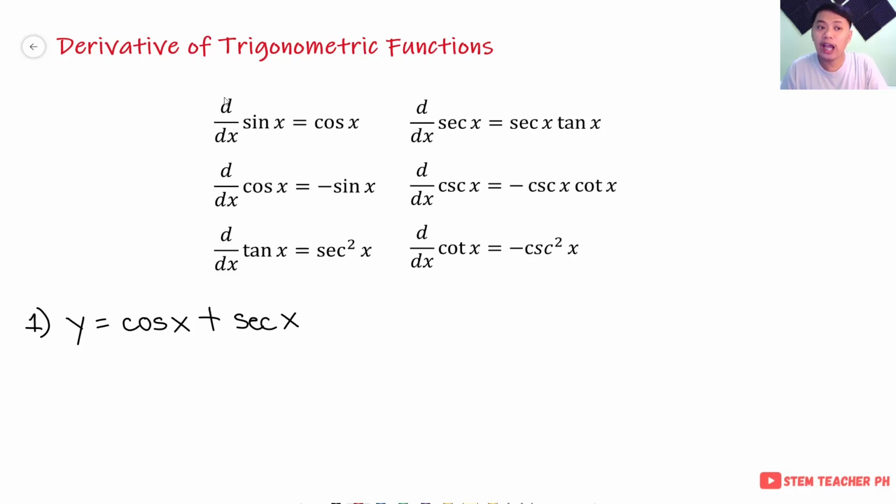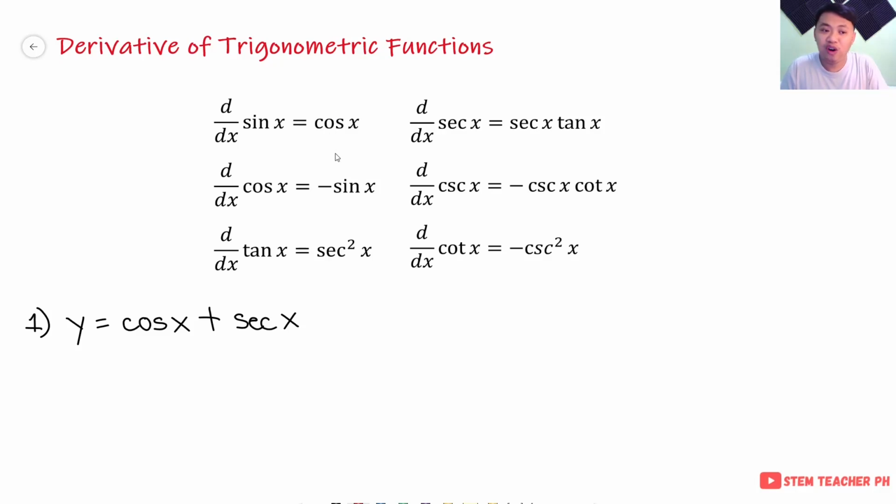Kapag kumukuha tayo ng derivative ng sine of x, that is just equal to cosine of x. Tapos, kapag kukuha tayo ng derivative ng cosine of x, this is just equal to the negative ng sine of x. So, ito yung sa unang dalawa.